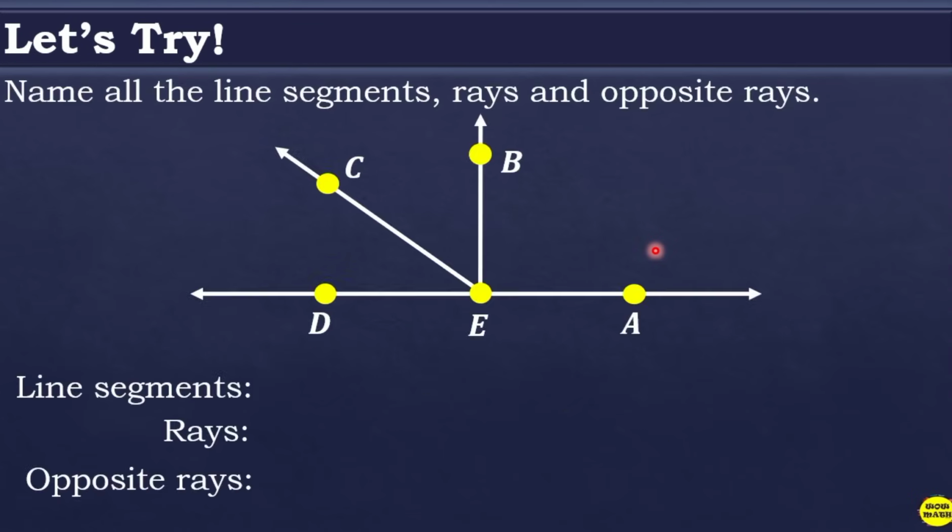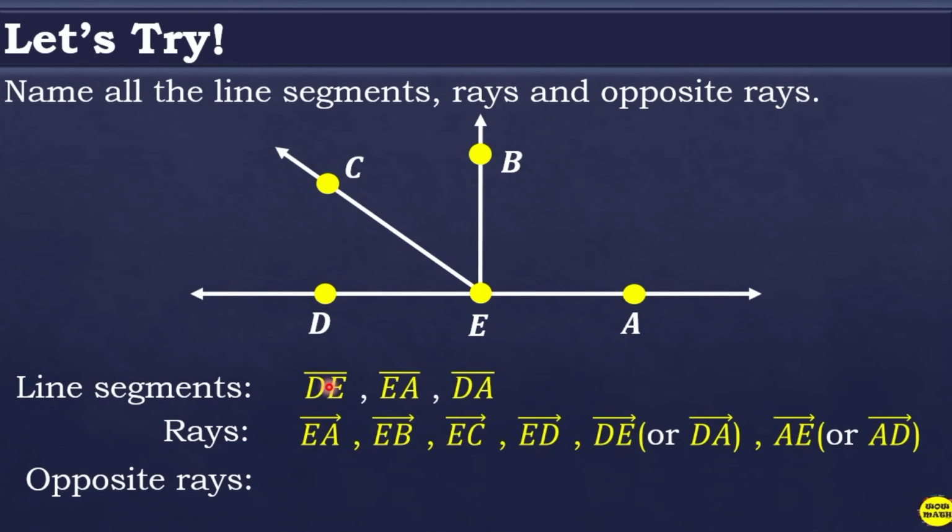Okay, so let's try. So I have here a figure, name all the line segments, rays, and opposite rays. So for line segments, we have, so again ang line segment, makikita lang natin siya kapag meron kang line. Okay? Ang line segment ay makikita lang po natin pag meron tayong line. So ang line segment mo, dito mo lang siya kukunin kasi ito yung may line. Okay, so line segment DE, line segment EA, and line segment DA. So, we have 3 line segments. Para ma-check mo kung tama yung bilang ng line segments, balikan mo yung formula natin kanina.